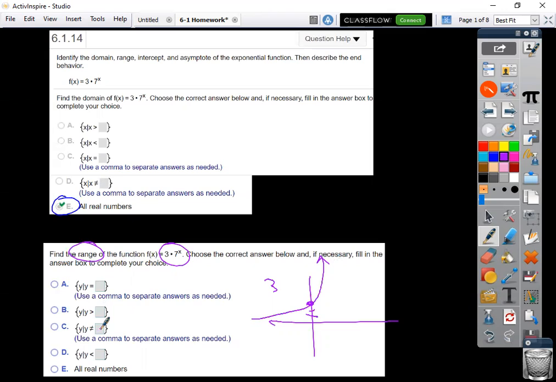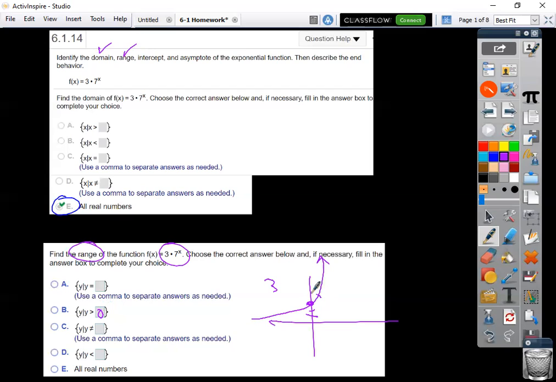So when you have that y equals 3 times 7 to the x, you can throw that in decimals or something if you want to graph it and look at it. But it's going to be out there on the left side, going down to the asymptote of being greater than 0, because your x-axis there is your asymptote. So that takes care of the domain and the range.